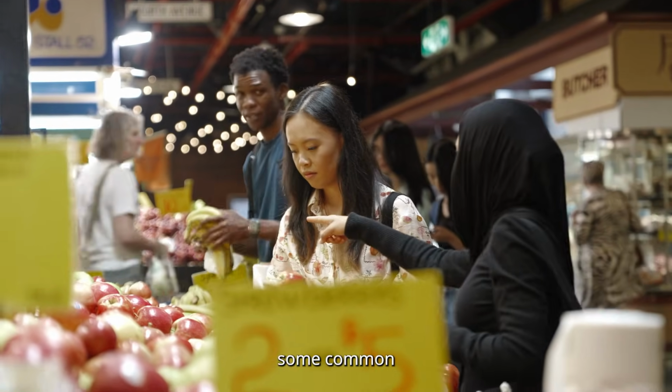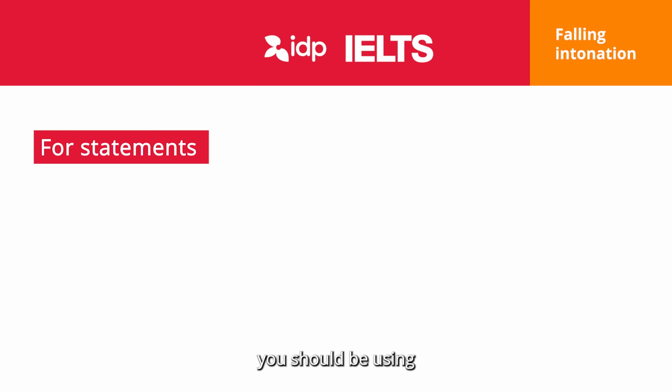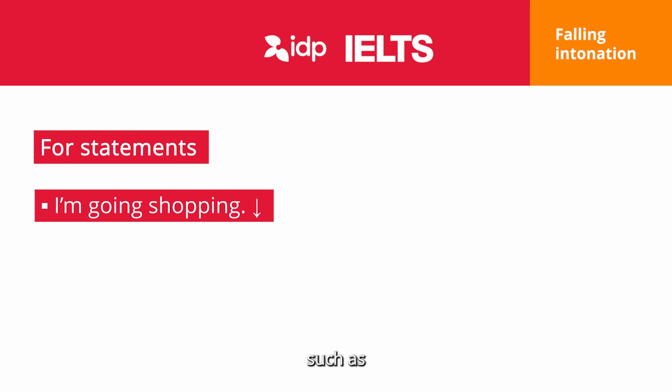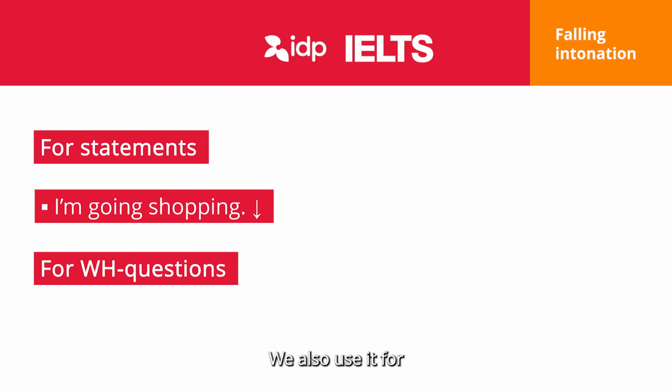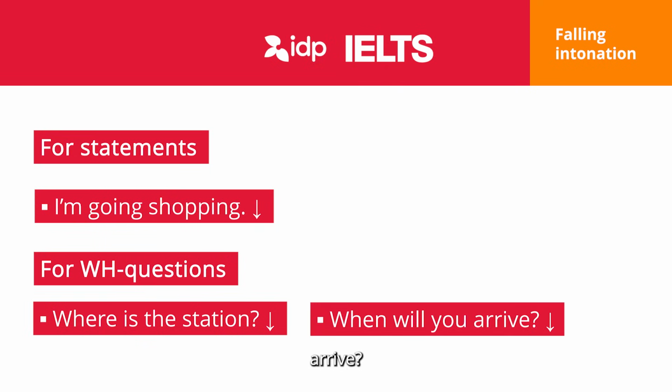Let's look at some common intonation patterns in English. In English, you should be using falling intonation for statements such as, "I'm going shopping." We also use it for WH questions, that is, questions beginning with words like who, where, what, when, why and how. Notice how the pitch goes down at the end of each of these example questions. "Where is the station? When will you arrive?"